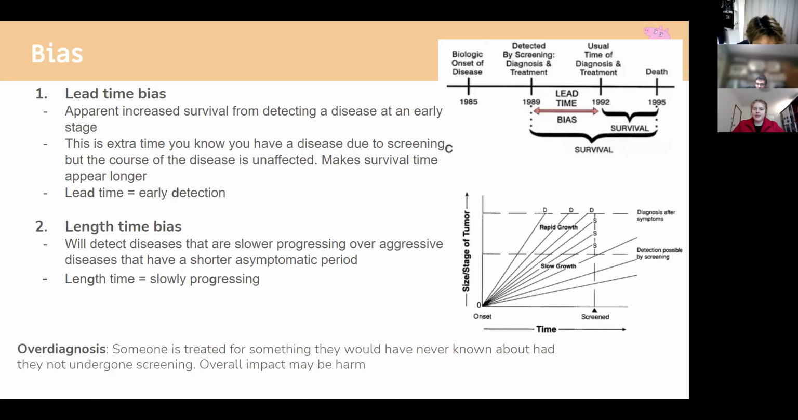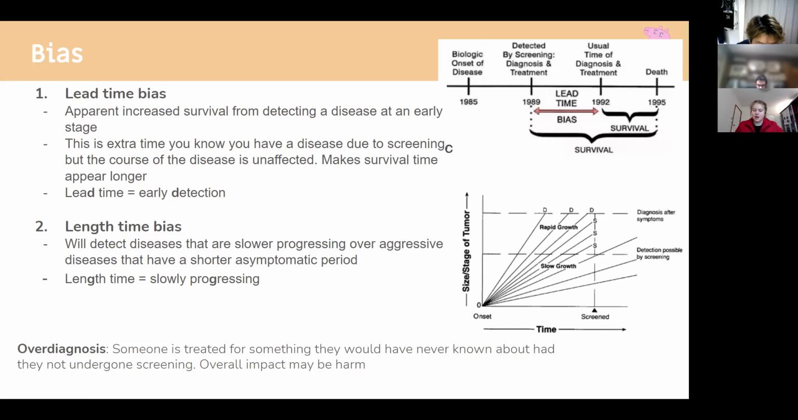The problem with length time bias is that we're missing those really sharp, really aggressive diseases. And those diseases tend to be the most serious because a slower disease, usually you can treat it more.